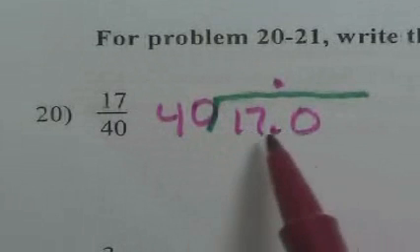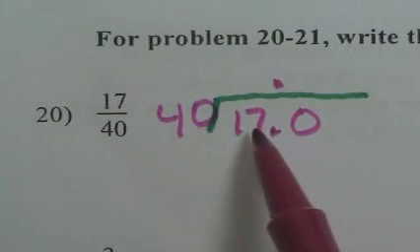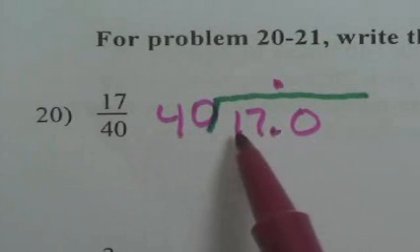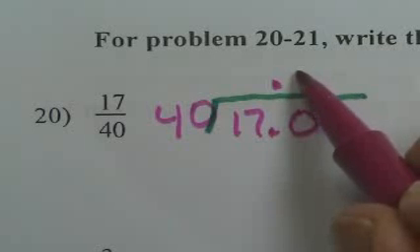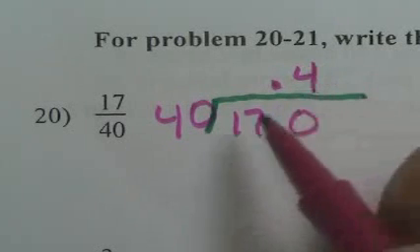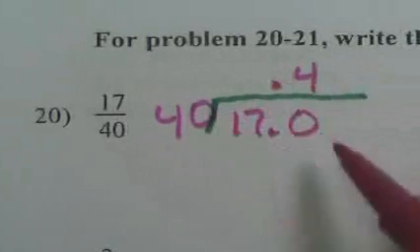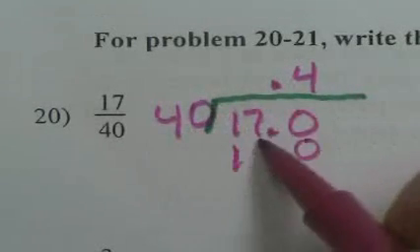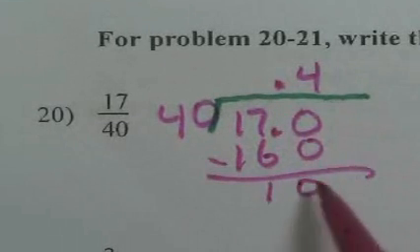Let's see, 40 into 170. 4 goes into 17. 4 times 4 is 16, so it must go in about 4 times. So let's try that. Let's try 4. Right, because 4 doesn't go into 17, but it does go into 170. Let's try 4. 4 times 0 is 0. 4 times 4 is 16. 160. Subtract that. That gives me 10.